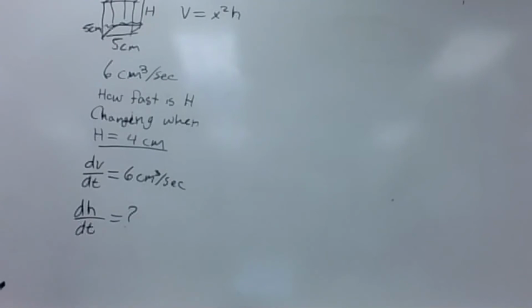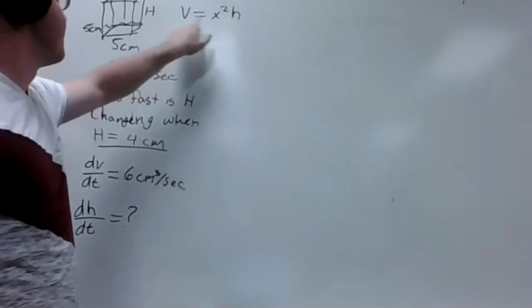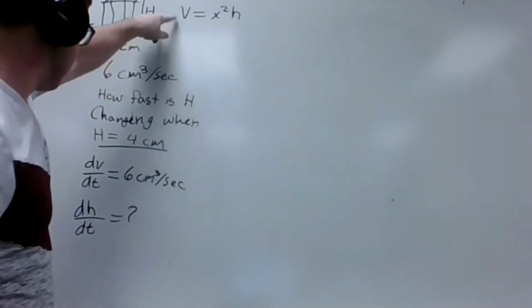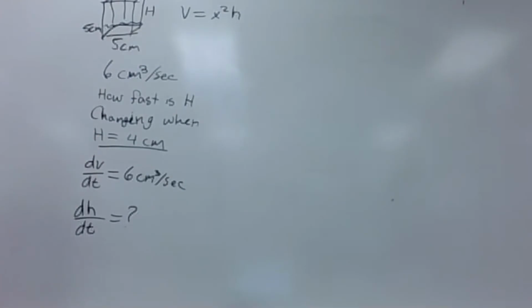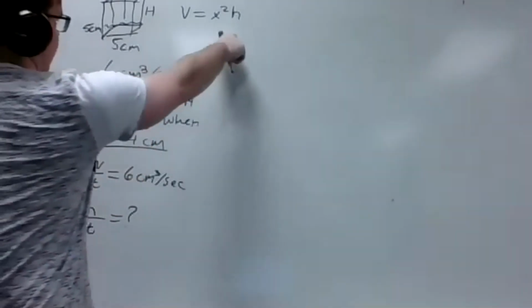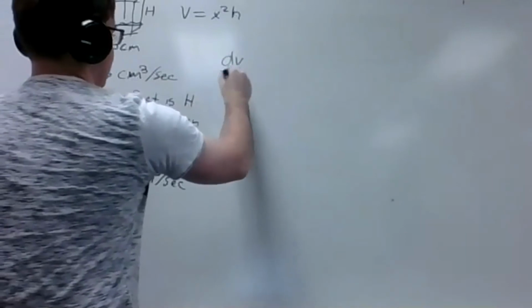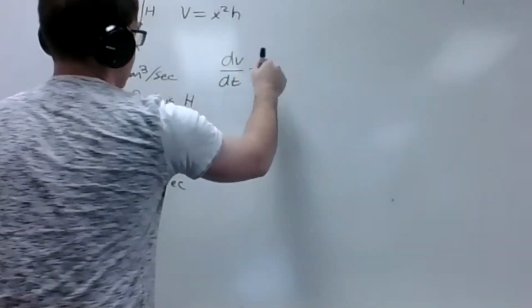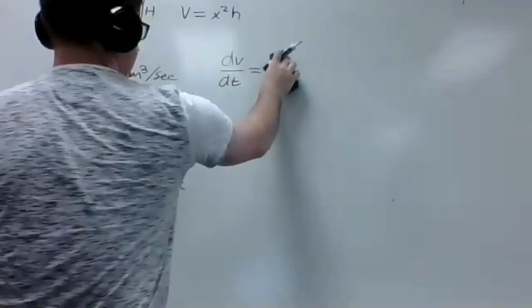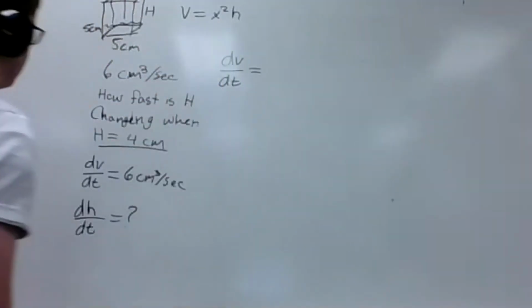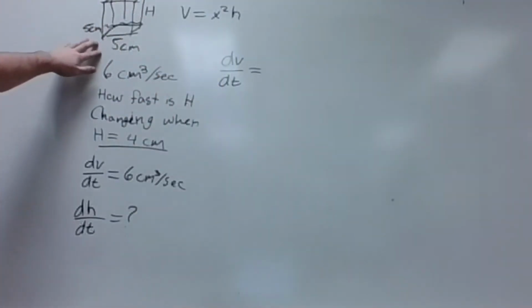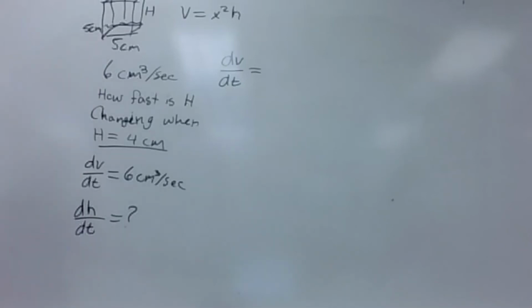And so now what we want is to know what dh/dt is. We know what dV/dt is, because it tells us in the problem. So we're going to take the derivative of this function. So dV/dt is equal to, and something that's easy to know is that in our cube, our square base is constant, right? So is x ever going to change? So x is just a constant, right?